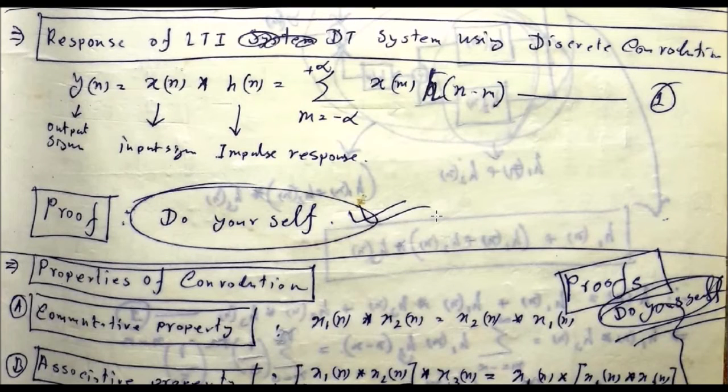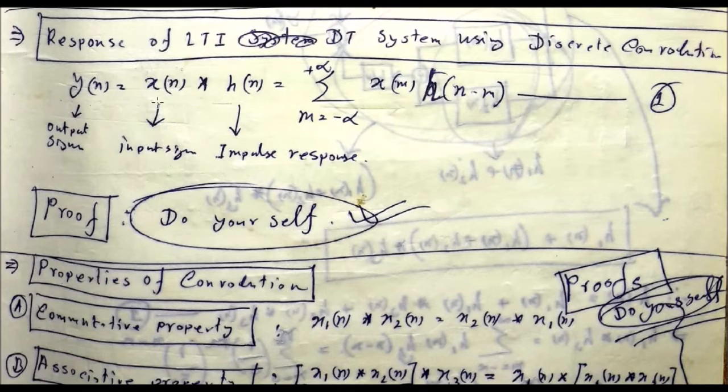Now let me tell you that, as I mentioned in my earlier lecture, if you have an LTI system and the impulse response of the LTI system h[n] is known, then for any arbitrary signal x[n] you can obtain the response of the system by using the convolution.